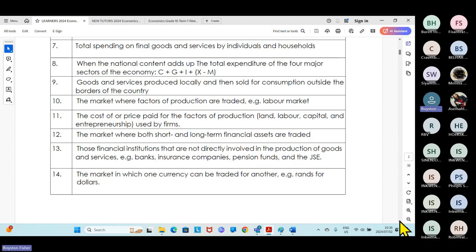Then number seven, total spending on final goods and services by individuals and households is known as private consumption expenditure.